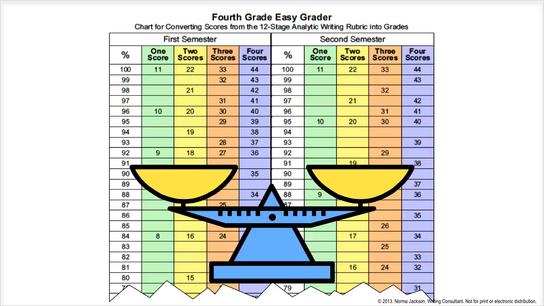Let's look at one final feature of the Easy Grader. It is designed to counter biases that might occur. The 12-stage analytic writing rubric is an objective tool, but it is applied by human beings with some unavoidable subjectivity. I often tease that teachers fall into 2 categories when they score.